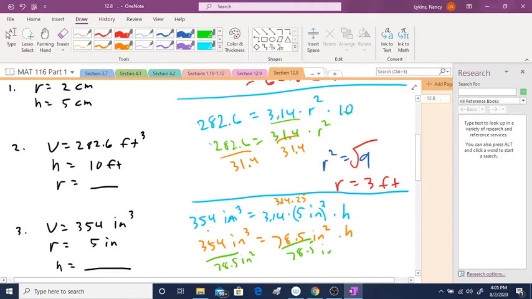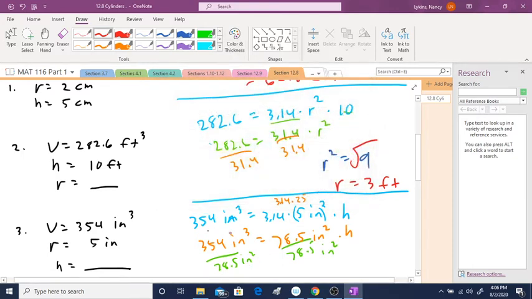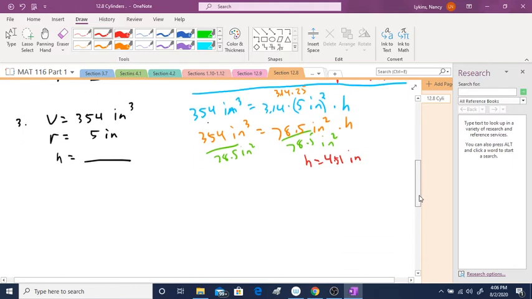I'm just demonstrating what happens with the units when you divide perfectly. Inches cubed divided by inches squared gives you an inch, and then 78.5 goes into 354 roughly 4.51. Now remember, they may ask you to round, so pay specific attention to what the directions say.